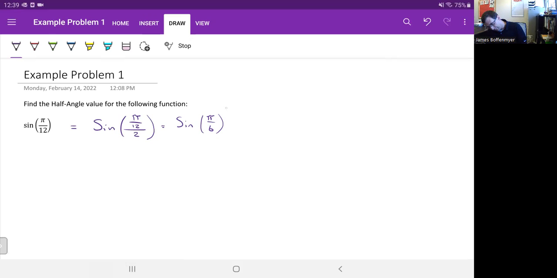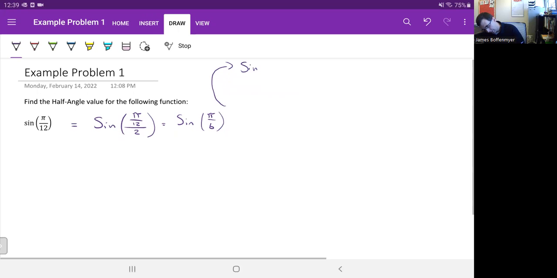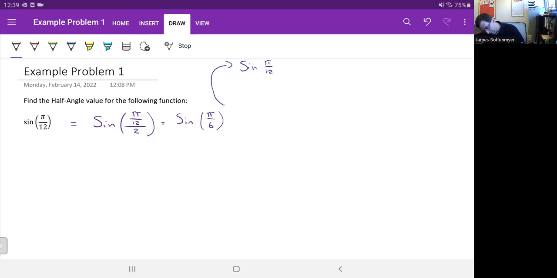Okay, so now I'm going to bring my problem up to here, and that way you can follow along. So sine of pi over 12 is equal to plus and minus the square root of 1 minus cosine of our angle, the one that we just found, which was pi over 6, all over 2. All right. So now we can start doing the arithmetic.